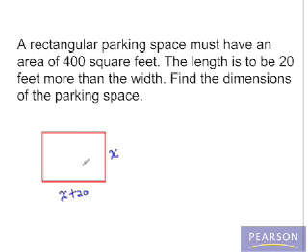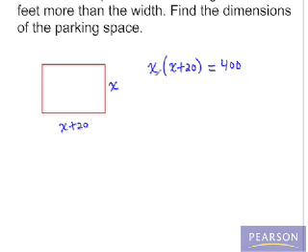And we're also told information about the area of this rectangle. Area must equal 400. So length times width equals area of a rectangle. So x times x plus 20 must equal 400. So we'll multiply this out. Using distributive property, we have x squared plus 20x equals 400.